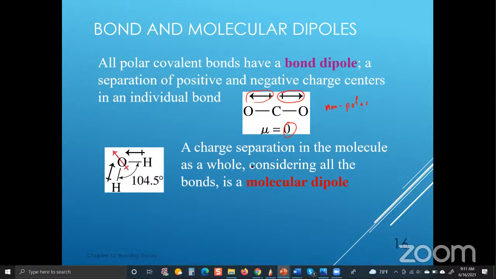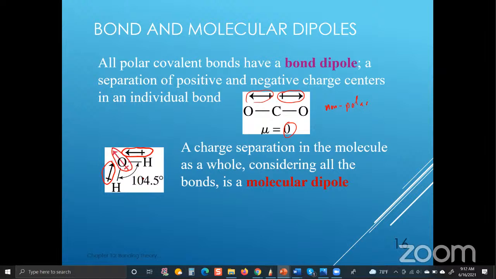Now in the case of water, as you can see here, this is the shape of water. Recall that water has a bent shape. In this particular case, for the oxygen to hydrogen bond, you have this dipole moment acting in that direction, and in the case of the other oxygen to hydrogen bond, that dipole moment will be acting in that direction. Obviously, unlike in the case of carbon dioxide, these dipoles do not cancel out each other. In fact, the net dipole would be in the direction shown by the pink arrow right here.